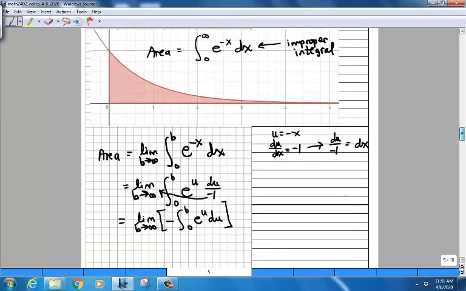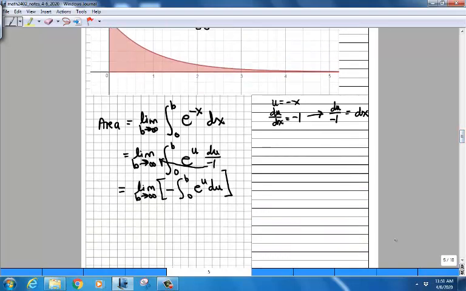And it's now easy to evaluate that, because the antiderivative of e to the u is e to the u. So I have the limit as b goes to infinity of minus e to the u, evaluated from 0 to b. Notice there's my antiderivative. The antiderivative of e to the u is e to the u, and we're going to evaluate that antiderivative from 0 to b. Don't forget this minus sign is here though.